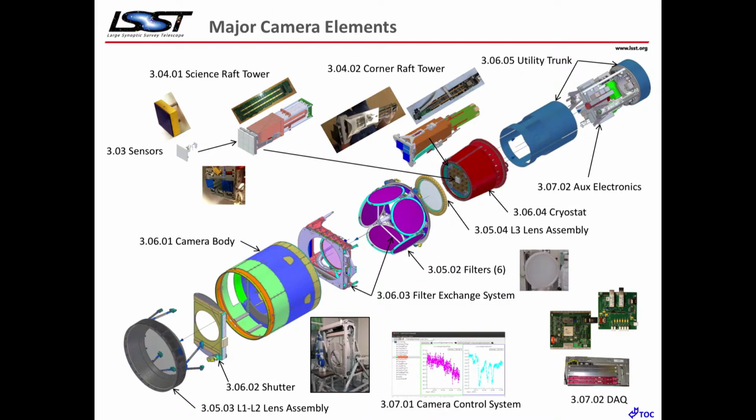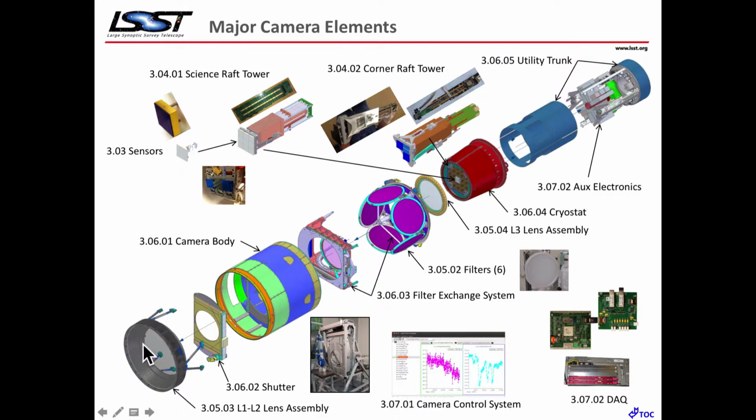Let me turn to the camera. The camera is a very complex beast. This will be the largest digital camera ever fabricated for astronomy. The entrance lens, L1, is 1.6 meters in diameter. The whole camera weighs several tons. It's roughly the size of a small SUV. Various components of it are shown here.